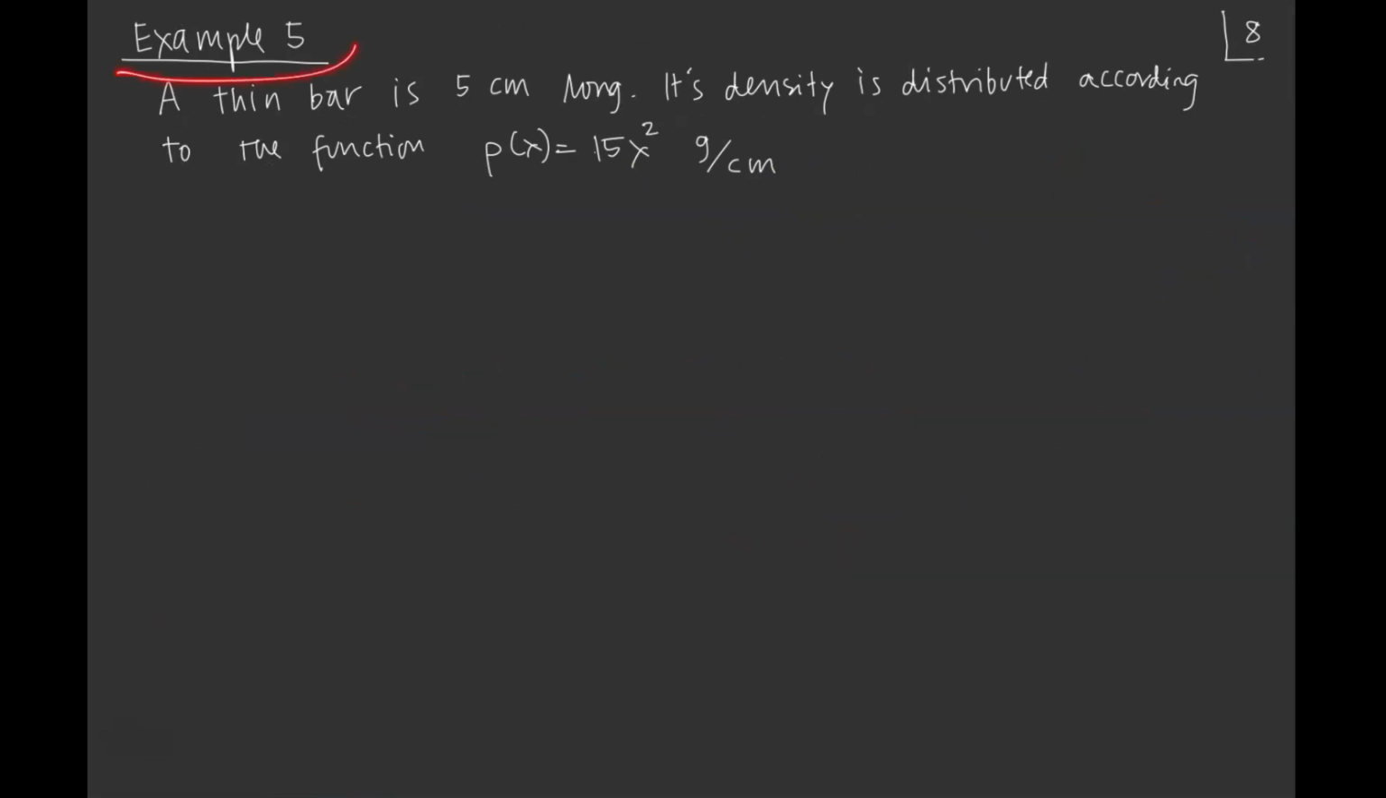Okay, so this is the example we're going to look at. A thin bar is 5 centimeters long. Its density is distributed according to the function rho of x equals 15x squared grams per centimeter.